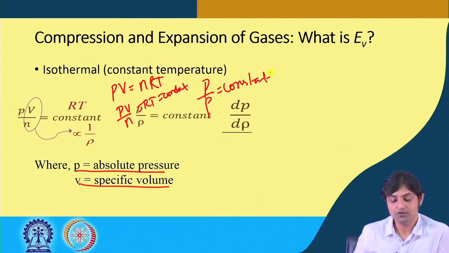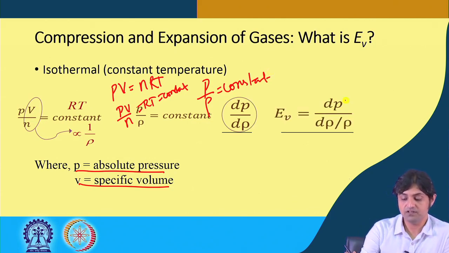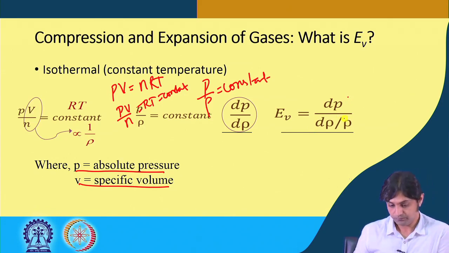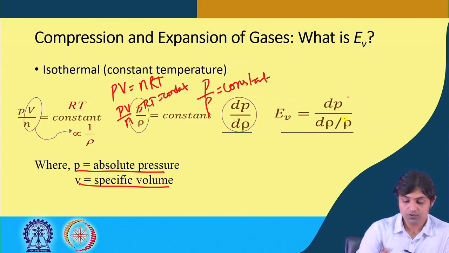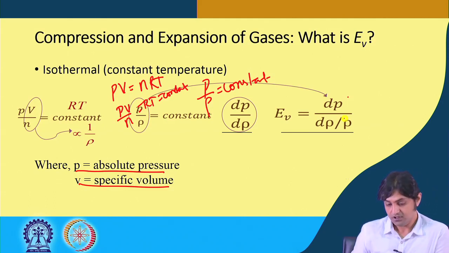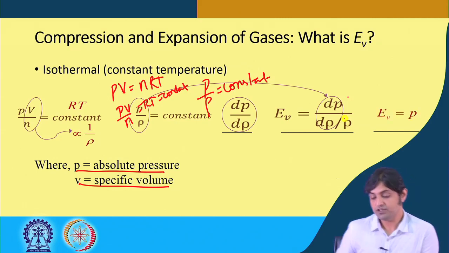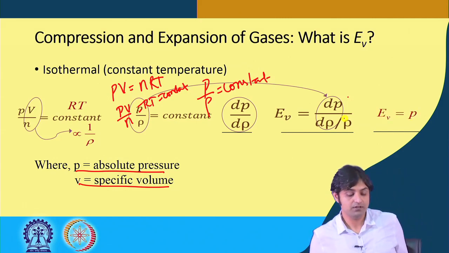So we need to find dP by d rho to be able to find EV, because EV is given as dP divided by d rho by rho. So P by rho is a constant, right? So is dP by d rho, and when substituted, it will give us EV is equal to P.